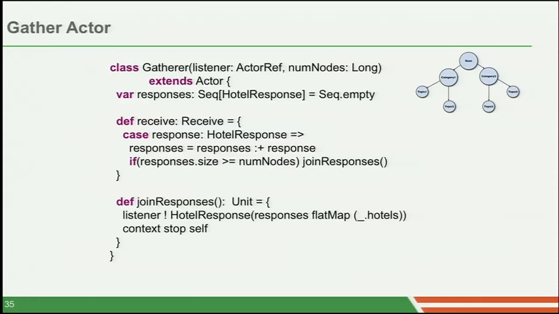In Scala, val means something can't change, var means you can change it. So every time I get a response, I add it to my responses and I check to see if I've gotten enough. If I have, I join them. When I join them, we're going to ignore flatMap, but just pretend flatMap basically takes a sequence of sequences and shoves them all into one big sequence of results. And it doesn't do any kind of sorting.